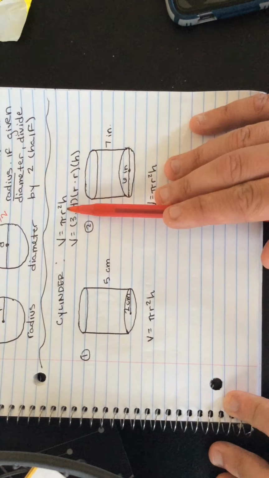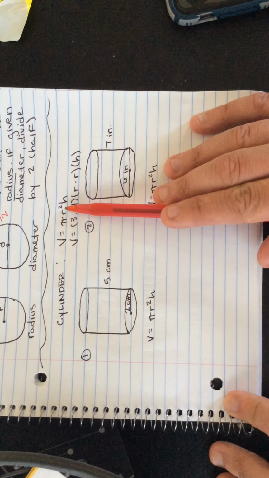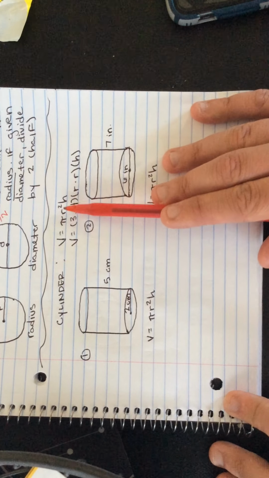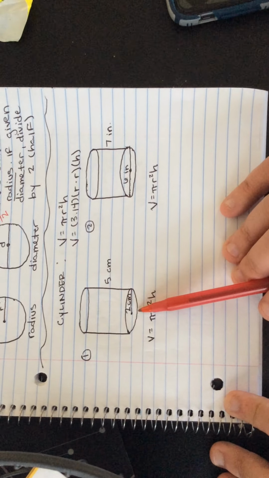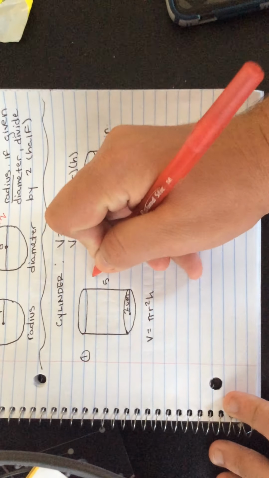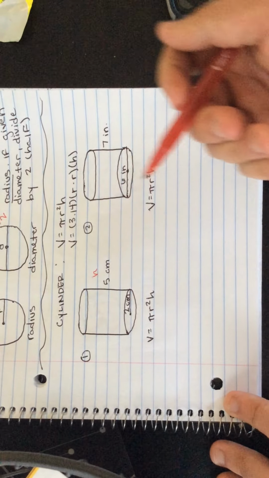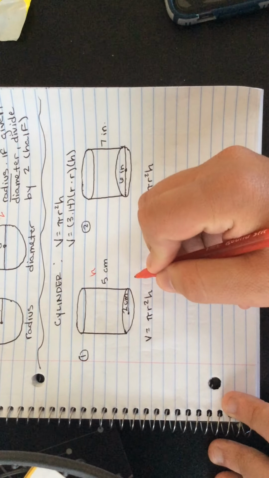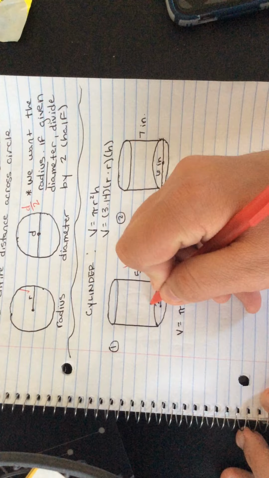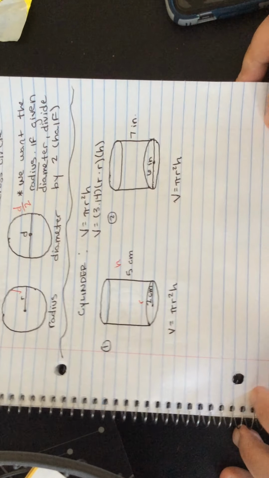Now remember, when you square something, that means you multiply it by itself. So radius squared means radius times radius, and then times the height. So let's get into an example here. Number 1. 5 is our height, because that's how tall it is. And then 2 is our radius, because that is half of the circle. So 2 is our radius, 5 is our height.